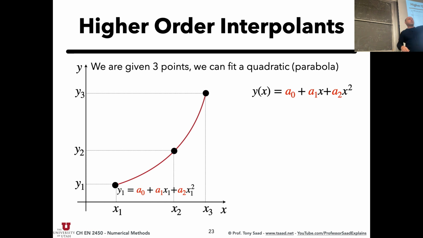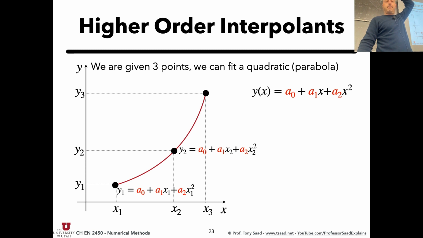Second equation: y2 equals A0 plus A1 x2 plus A2 x2 squared. Correct. Yep. It's taking that same equation and passing it through the second point.